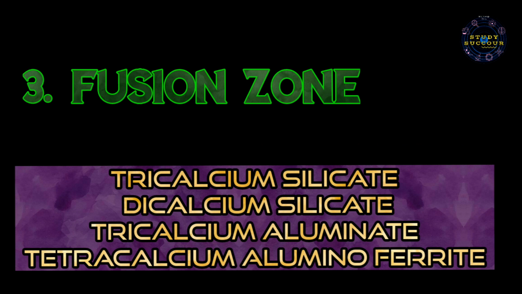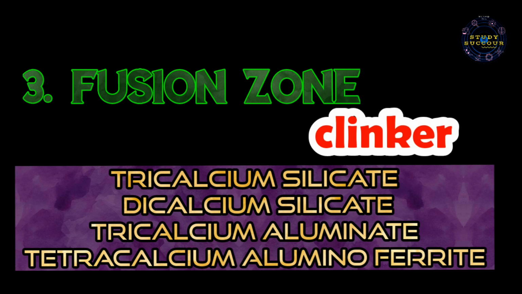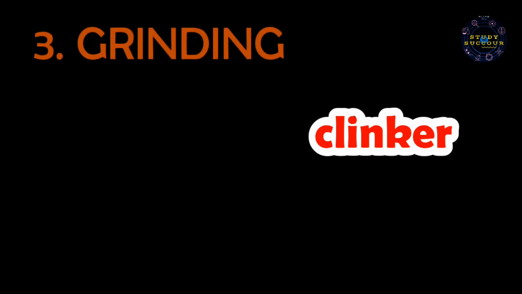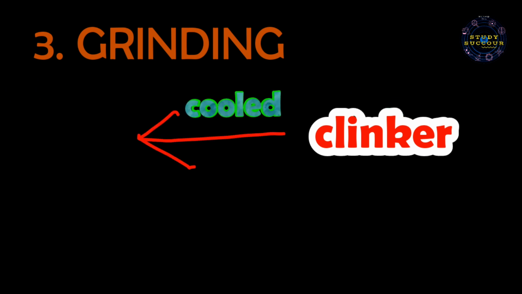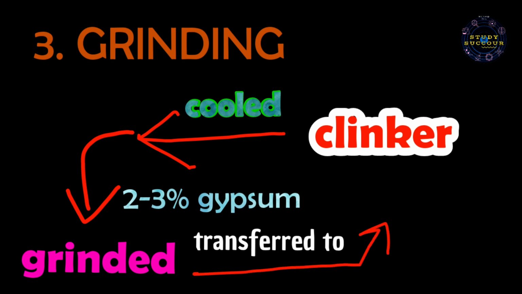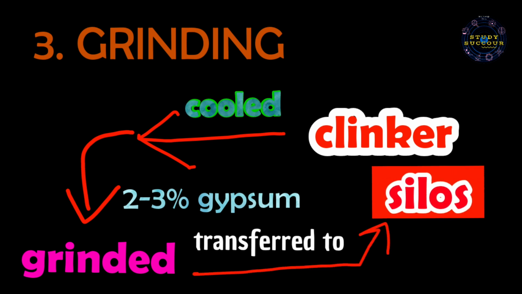Now the substance which is produced in the fusion zone is known as clinker, which consists of all the four components of cement, that are tricalcium silicate, dicalcium silicate, tricalcium aluminate and tetracalcium aluminoferrite. Now this clinker goes to the third stage, that is grinding. This clinker is cooled, then ground with the addition of 2 to 3% of gypsum for regulating the setting time of cement. Now the cement is transferred to silos or the storage tank for supply.